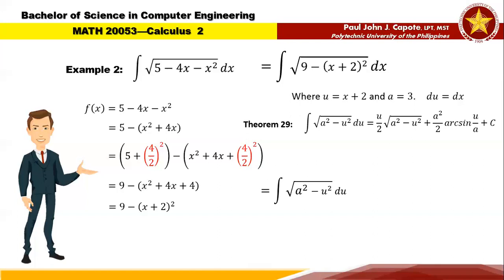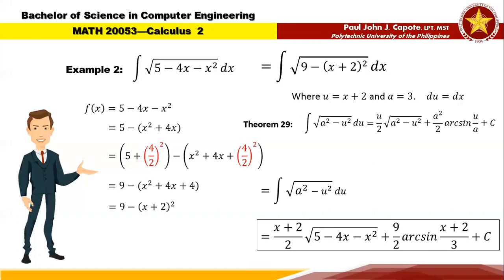Now applying this theorem, we get the integral of the square root of a squared minus u squared du is equal to x plus 2 over 2 times the square root of 5 minus 4x minus x squared plus 9 halves times arc sine of x plus 2 over 3 plus c.